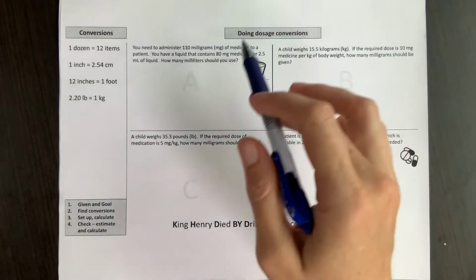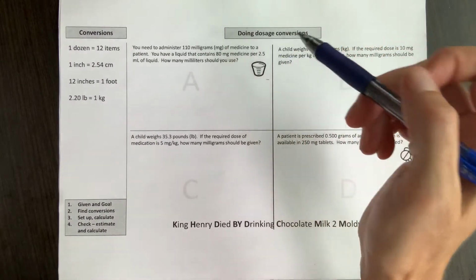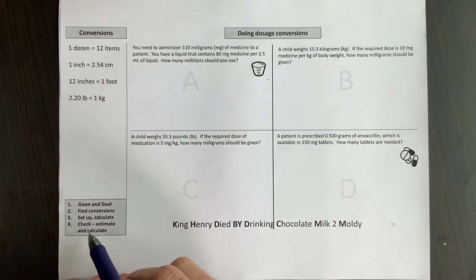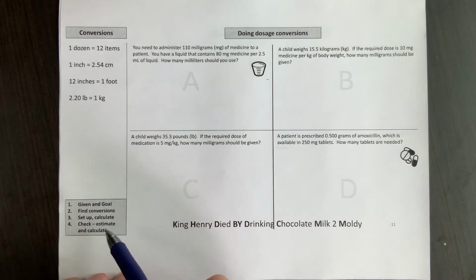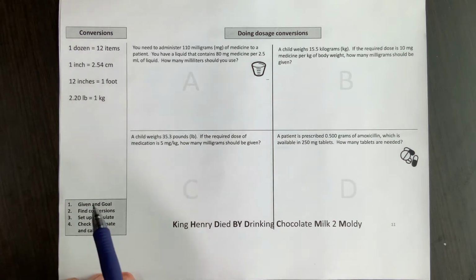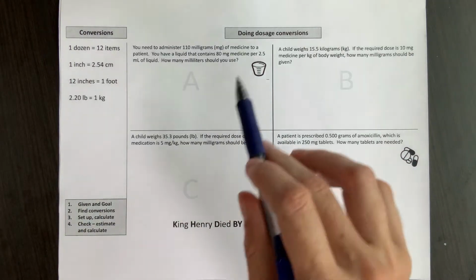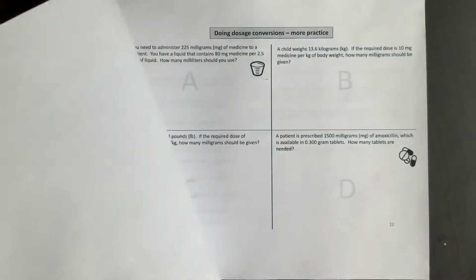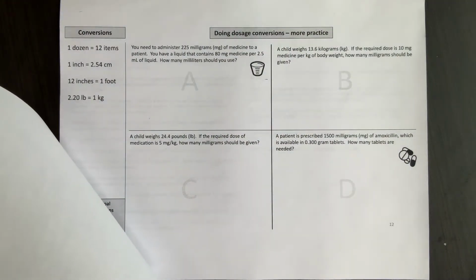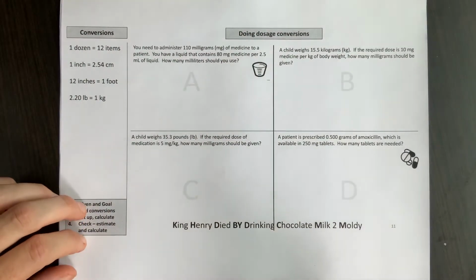One of the crucial things in these dosage problems is just being able to read through them and turn them into the same type of problem that we've been doing over and over and over. What's the given? What's the goal? And find the conversions. That's what we're going to do in every type of problem. So I'm going to work 4 with you, and then you will have a chance to work more in class on the next page. All right.